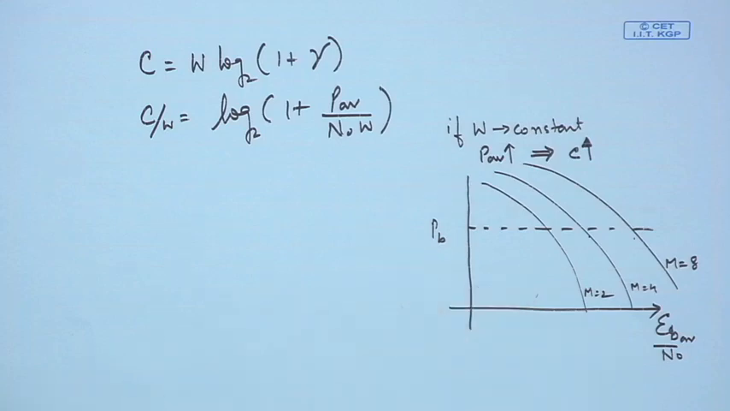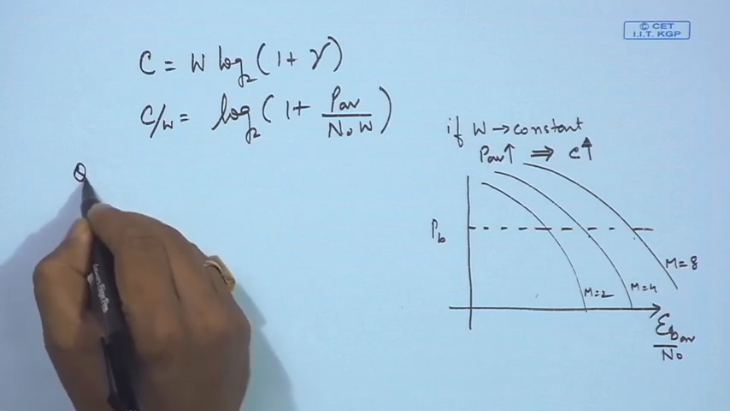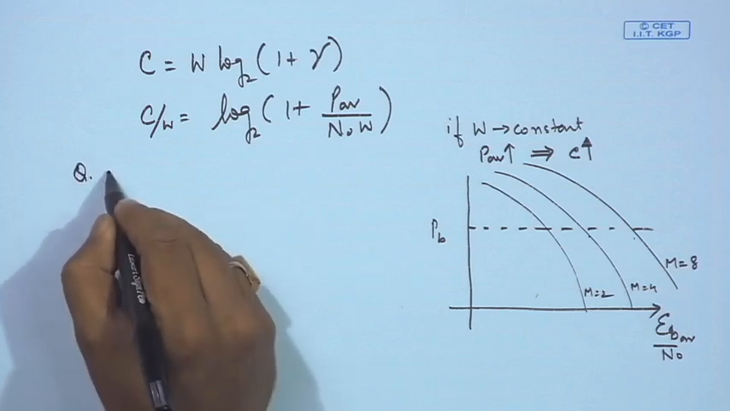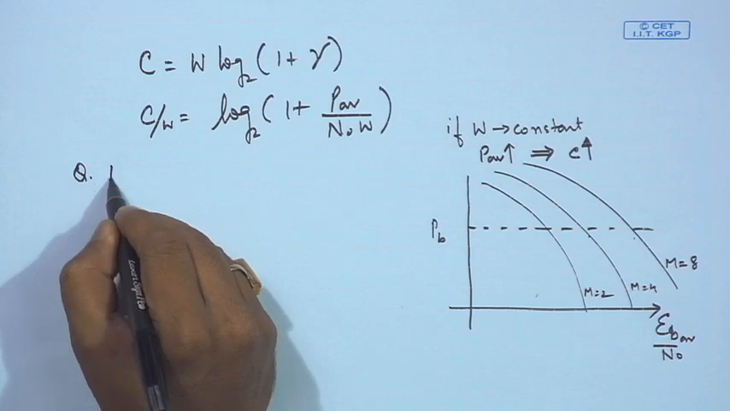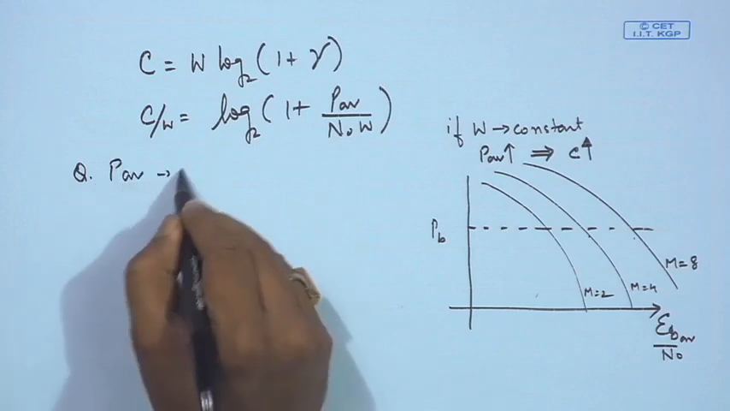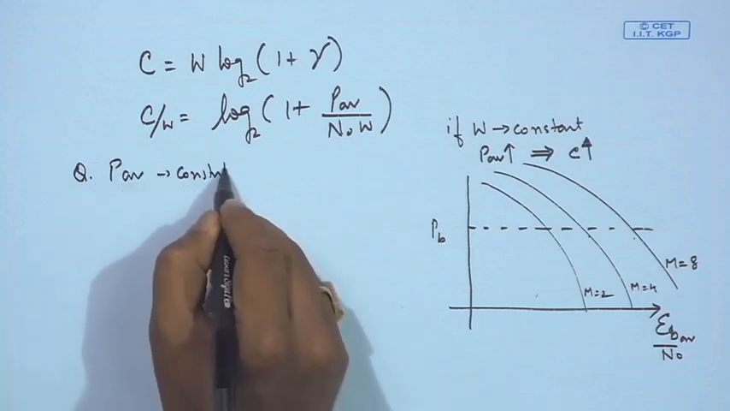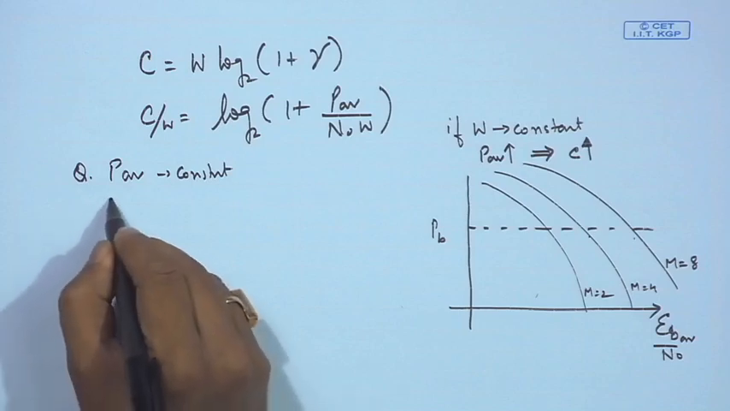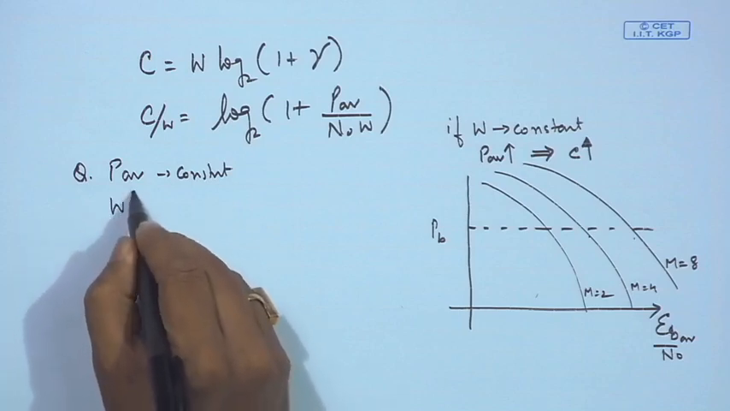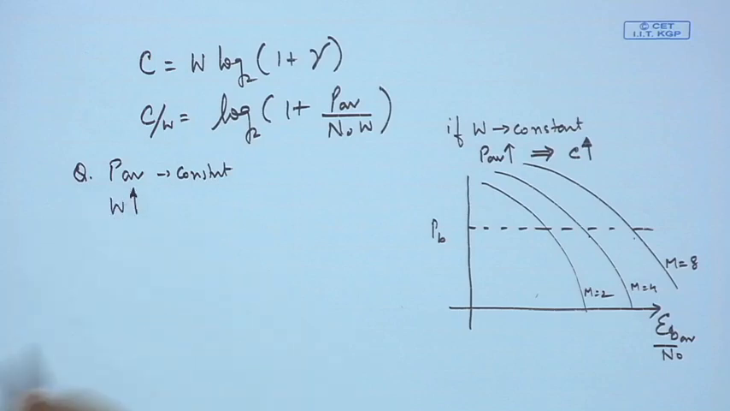This is one part of it, and the next important thing is the question that we had raised earlier: if we let PAV be constant and we would like to increase W indefinitely, then what happens? We gave the result briefly in the previous discussion.